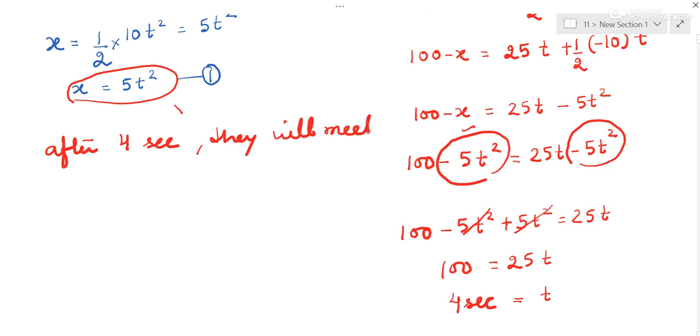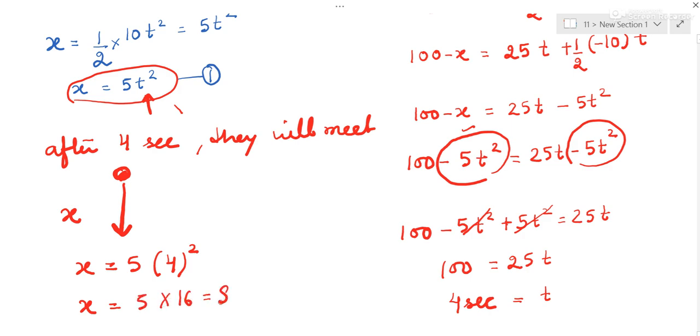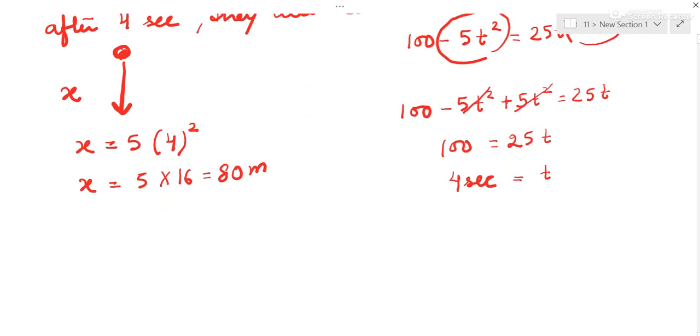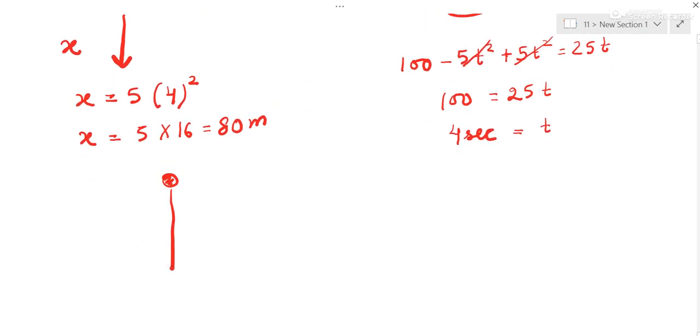And where? You can substitute time here. You will get to know. So x for the upper stone, this stone which is coming down. Substitute here x is equal to 5t square, that is 4 square. So x is equal to 5 into 16, that is 80 meters. Okay, so the upper stone would travel 80 meters and the lower stone which has been thrown up would travel 20 meters. So here they will meet. This is the meeting point. They will cross each other.